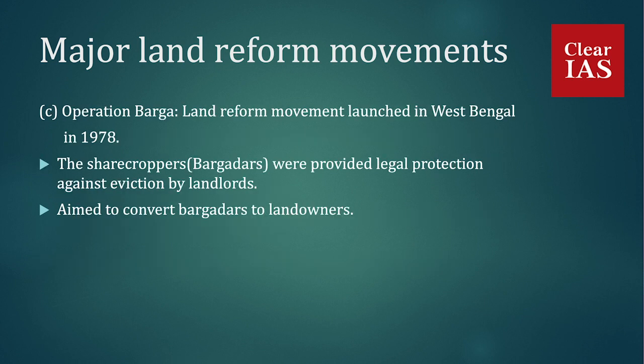The third one is Operation Barga, which happened in West Bengal in 1978. Here, the Bargadars, who were sharecroppers, were provided legal protection against eviction by landlords. They aimed to convert Bargadars to landowners.